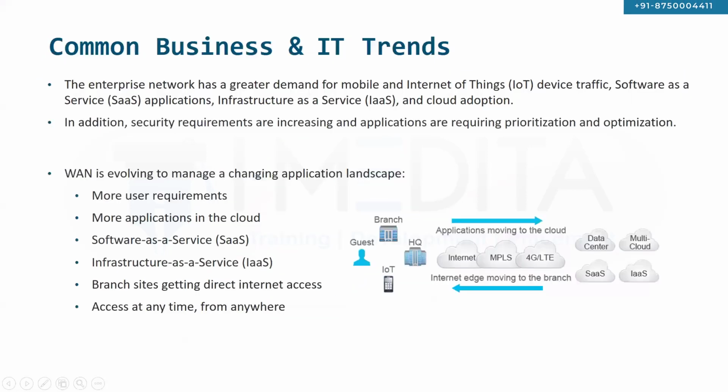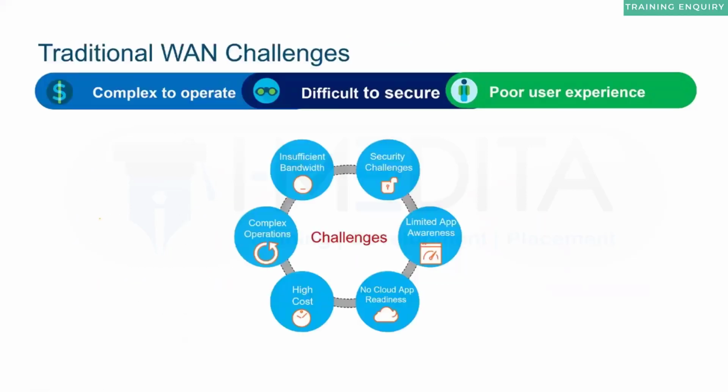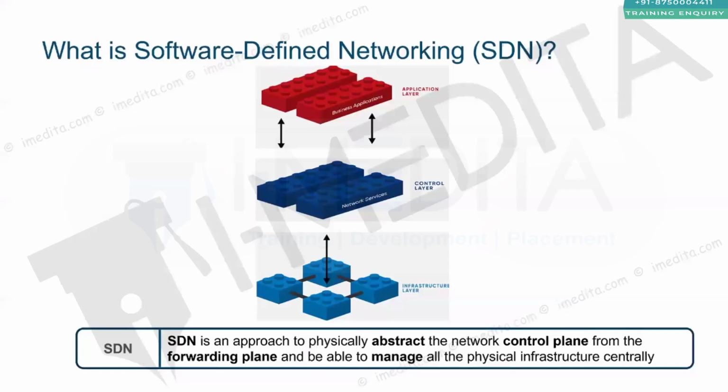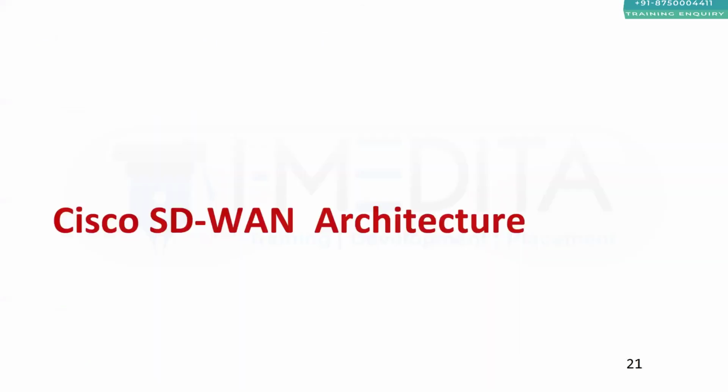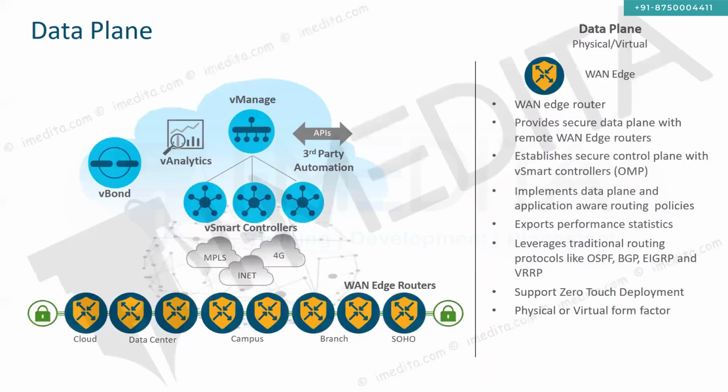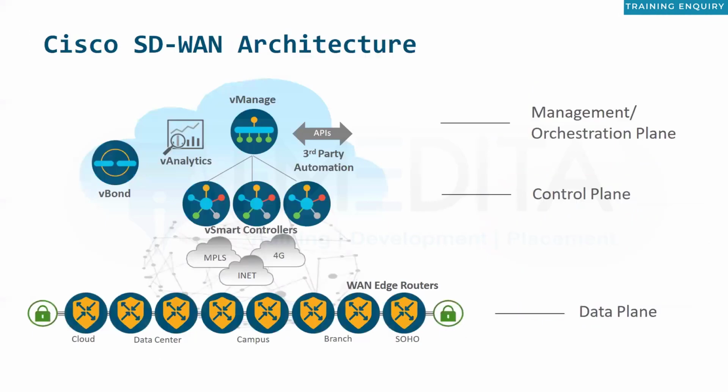The challenges: insufficient bandwidth because you had MPLS, security challenges, limited app awareness on the routers, no cloud app readiness, high cost, complex operations, right? So these all are the challenges that we had traditionally. And now in SDN, basically what you have done is the application layer, control layer, and infrastructure layer have all been divided, right?